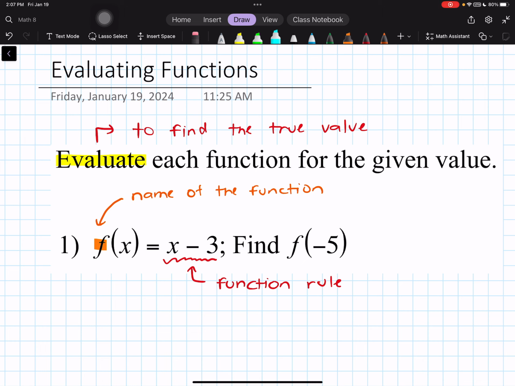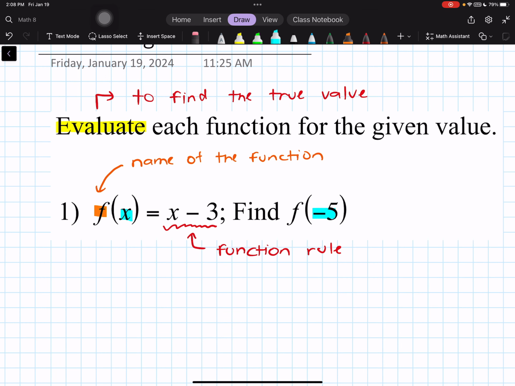And then what we want to recognize is what's our input? Where are we going to evaluate this? In this case, where we see x, we're now going to replace it with negative 5. So let's go ahead and evaluate this function, f of x, at negative 5. We have f of negative 5 is equal to x minus 3. Now, instead of x, we're going to erase that and put parentheses there and put in negative 5.